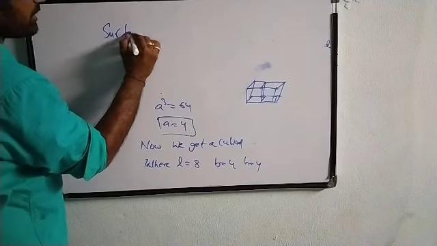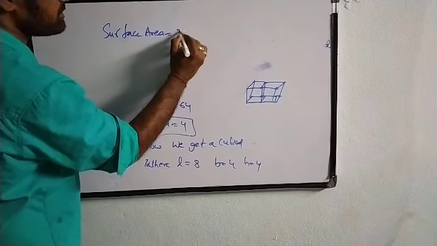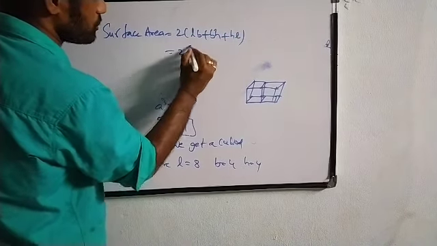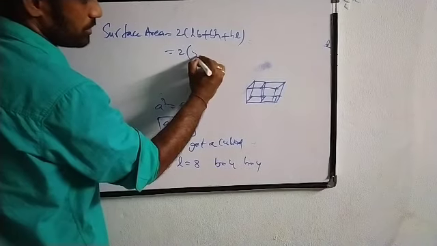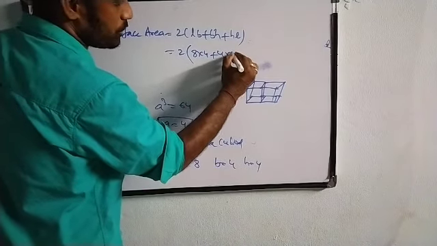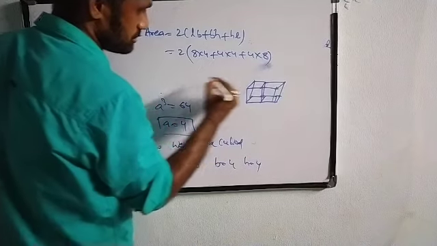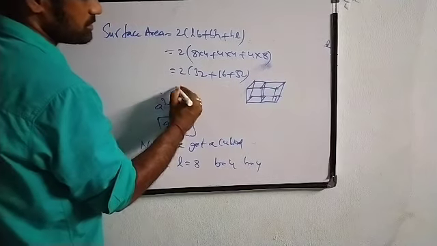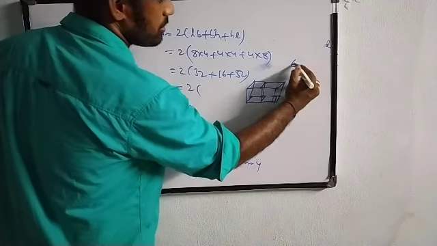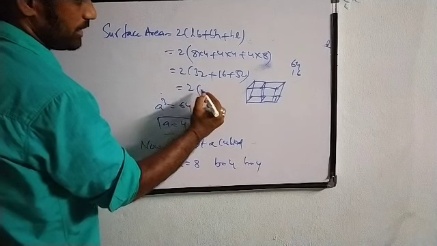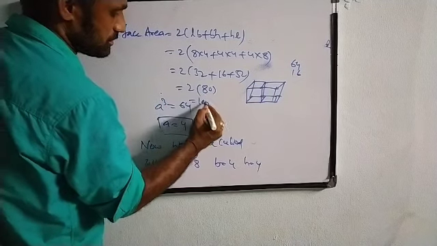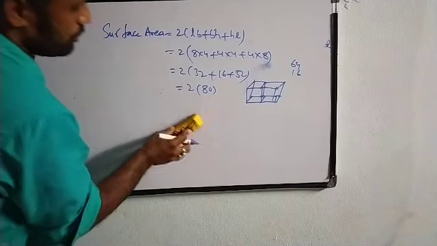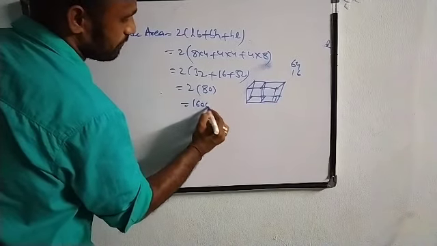Surface area is equal to 2 into (lb plus bh plus hl). That is 2 into (8 into 4 plus 4 into 4 plus 4 into 8). So 2 into (32 plus 16 plus 32), that is 2 into 80, which is 160. So overall it is 160 centimeter square.